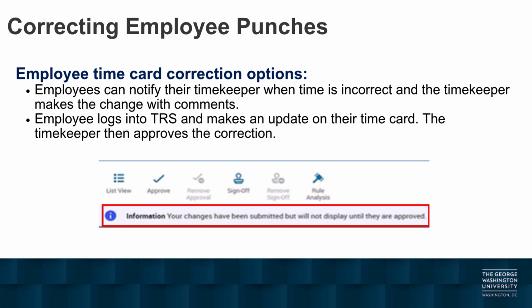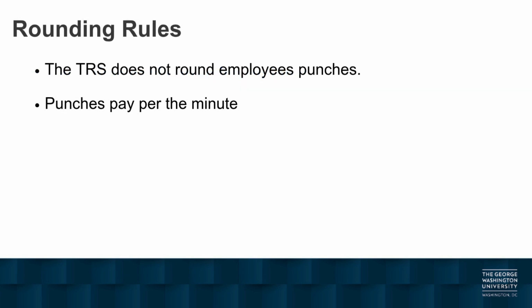Employee time card correction options. Employees can notify their timekeeper when time is incorrect, and the timekeeper makes the change with comments. The employee logs into TRS and makes an update on their time card. The timekeeper then approves the correction. Here you can see what the students will see when they make an edit in UKG on their end. Next, we'll talk about rounding rules. The current TRS does not round employee punches, so punches are paid per the minute. This is different from our previous system, which used rounding rules.